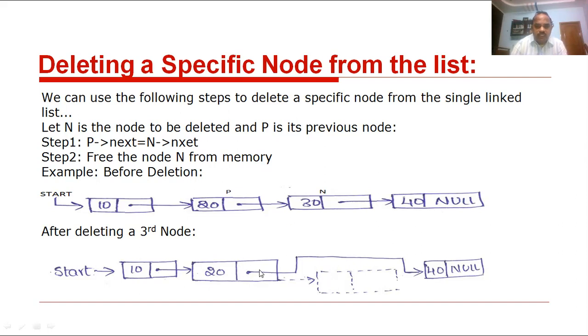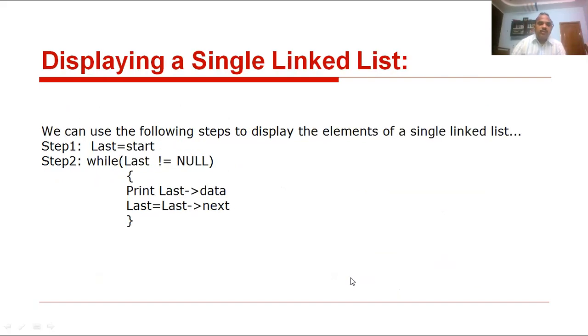Here previous to next equal to n to next. This is previous, and this is n. N to next is equal to this one. I mean, this address is assigned into this one. Simply it is disconnected. Clear? So free the element from the memory. Specific node. Clear all of you?